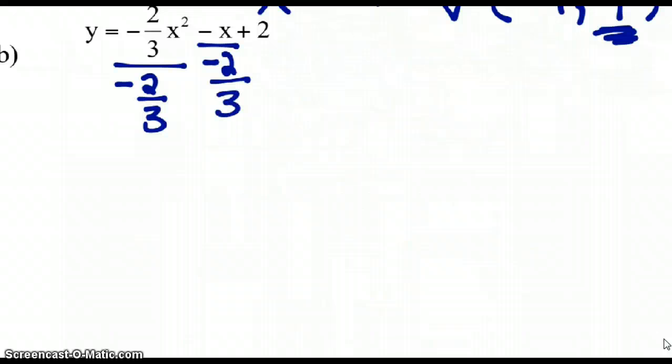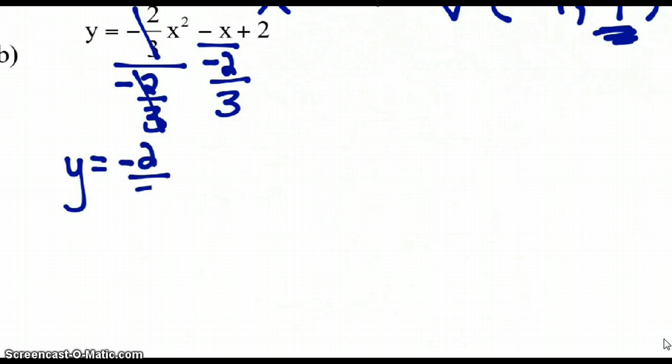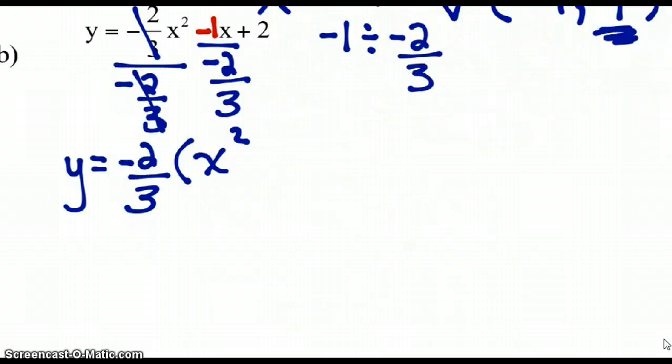Now the first division is kind of easy because anything divided by itself gives you 1. So we're going to put that negative 2 over 3 in the front, and negative 2 over 3 divided by negative 2 over 3 is x squared. Okay? So from here, we have to do negative 1 divided by negative 2 over 3. And I got that negative 1 because that's the number that's in front of the x.